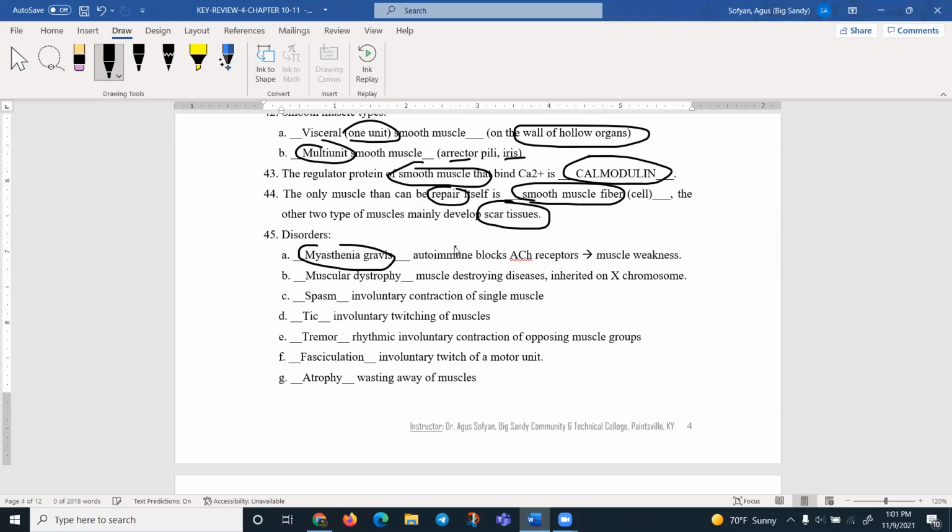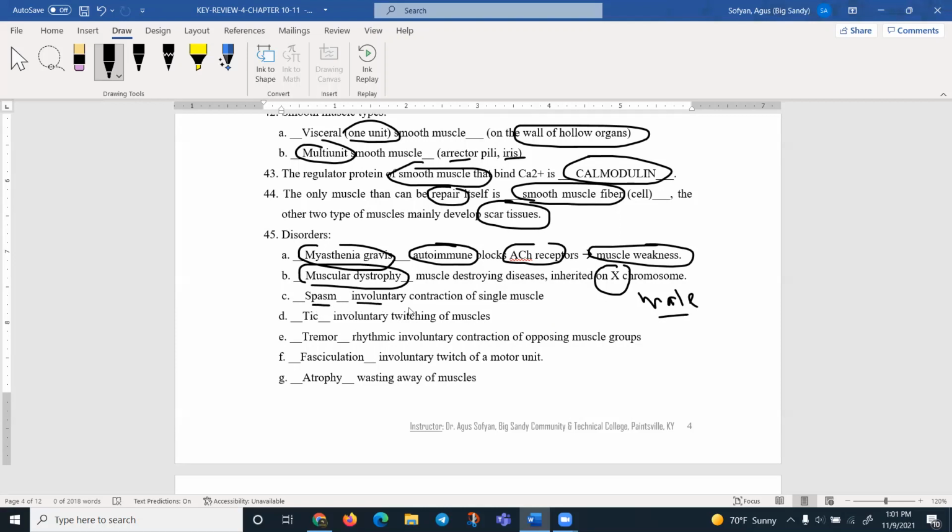Some disorders of muscle tissue: myasthenia gravis. This is an autoimmune disease. Our antibodies actually block the ACh receptor, and then the muscle becomes very, very weak, paralyzed. Muscular dystrophy is a muscle that is destroying itself, and mostly it is in males because it is inherited on the X chromosome. So mostly male patients have this problem with muscular dystrophy.